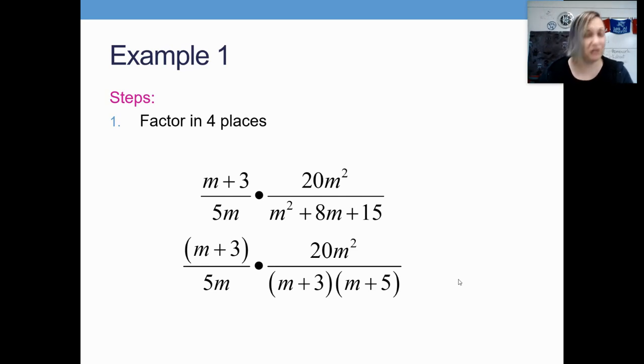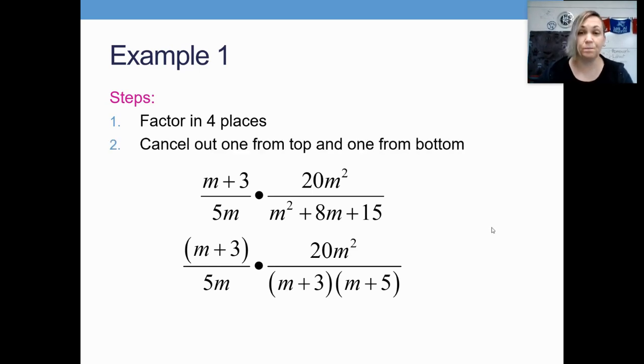Once you've factored as much as possible and thrown parentheses around any adding or subtracting problems, then you can cancel. When you are canceling, it just needs to be one thing from the top of a fraction and one thing from the bottom of a fraction. They could be on the same fraction or 2 different fractions. That doesn't matter as long as it's one from the top and one from the bottom.